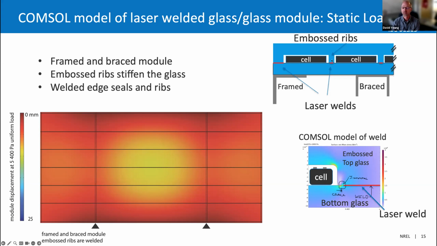So we actually had a small little dimple in the glass in order to basically supply a support between the different cells. And at those supports, we went ahead and simulated a weld, because we know how tough that weld could be. So we simulated the weld not only on the edges, but also on these ribs that were embossed. And so again, we welded all of those areas where the glass was touching.